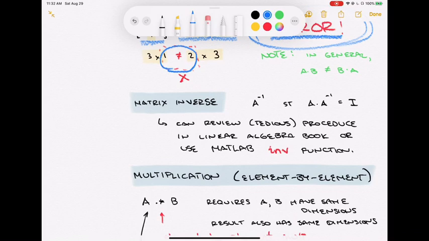So A inverse is a matrix such that my original matrix A times its inverse gives us an identity matrix. We know something about multiplication. We know multiplication has to have conformability. So let's just think dimensionality here.